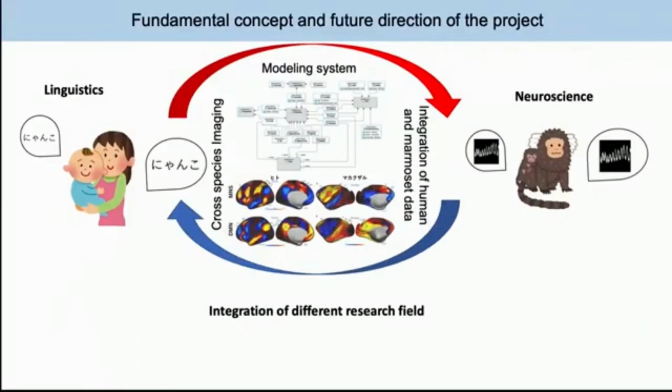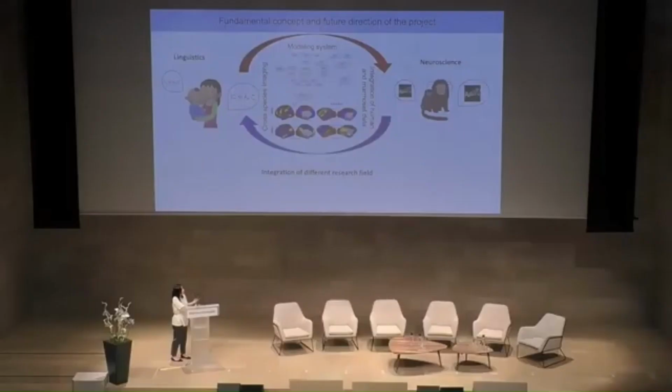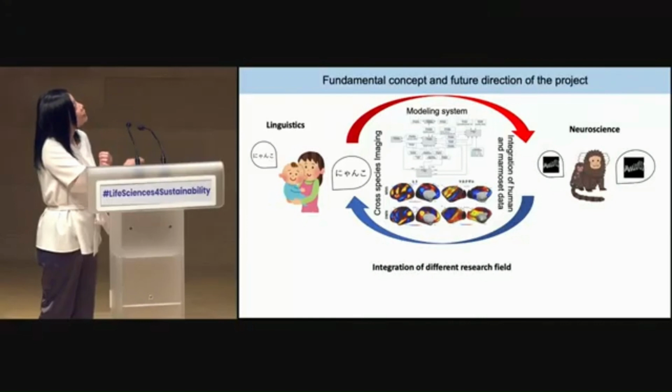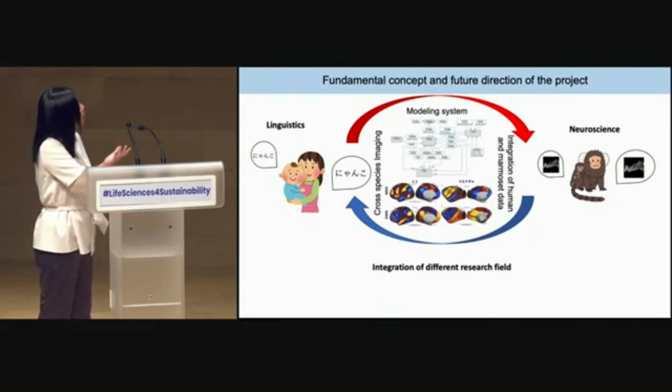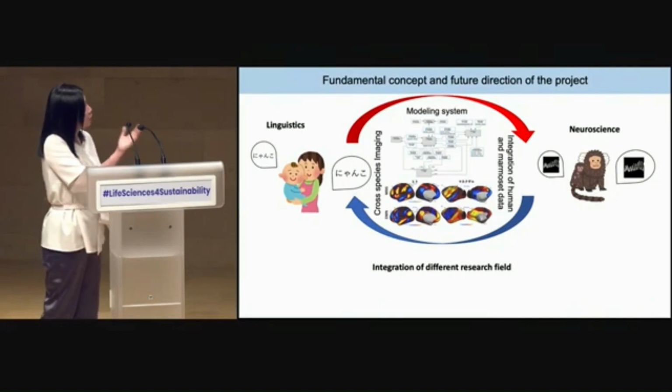And after we collect lots of data sets from marmoset and also from the human, a modeling system comes in here, so we can actually compare, like an integration of human and marmoset data here, so we can get what's the similarity, what's the fundamental rule that is actually governing vocal development. And also we can do cross-species imaging, so we can directly compare the brain regions that we are using. So this is a really important part for the integration of different research areas.